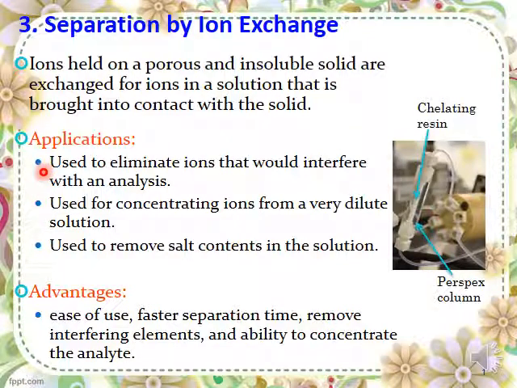So the first application is used to eliminate ions that would interfere with analysis. So what does it mean here? If you go back to the third learning unit, which is gravimetric analysis, we want to precipitate barium sulfate, but during the precipitation of barium sulfate, it has the tendency to co-precipitate also if other cations are present, for example iron 3 or aluminum 3. So the co-precipitation is one of the 5 interferences that you have studied.